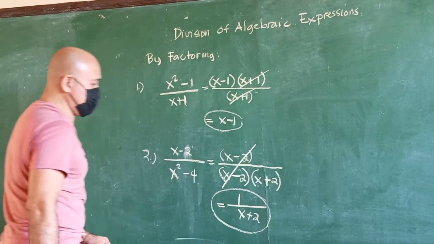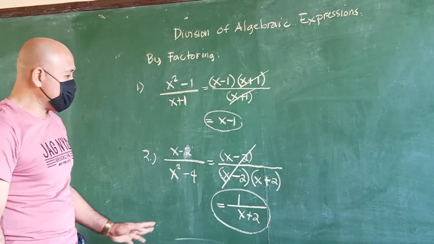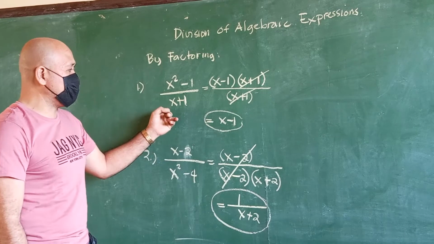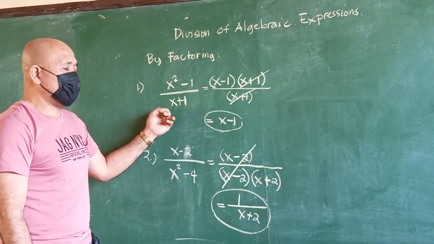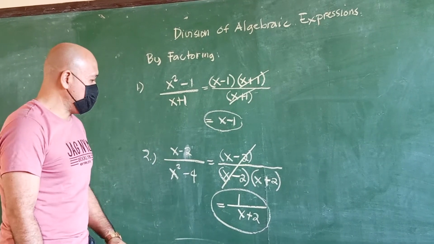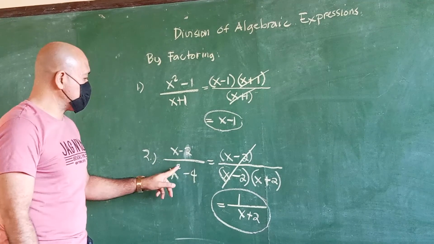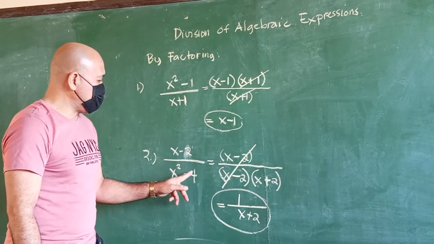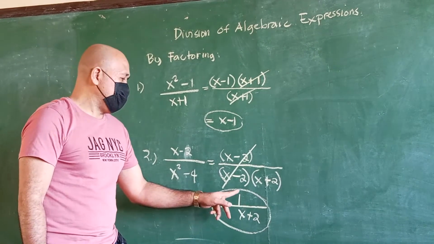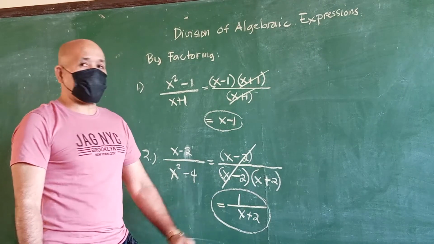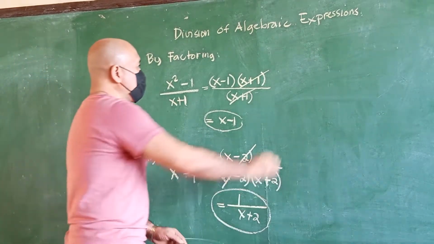As simple, as easy, as fast as that, if you have mastered factoring algebraic expressions. Again, I keep repeating this one. So x minus 2 divided by x squared minus 4, the answer is 1 over x plus 2, using the factoring method.